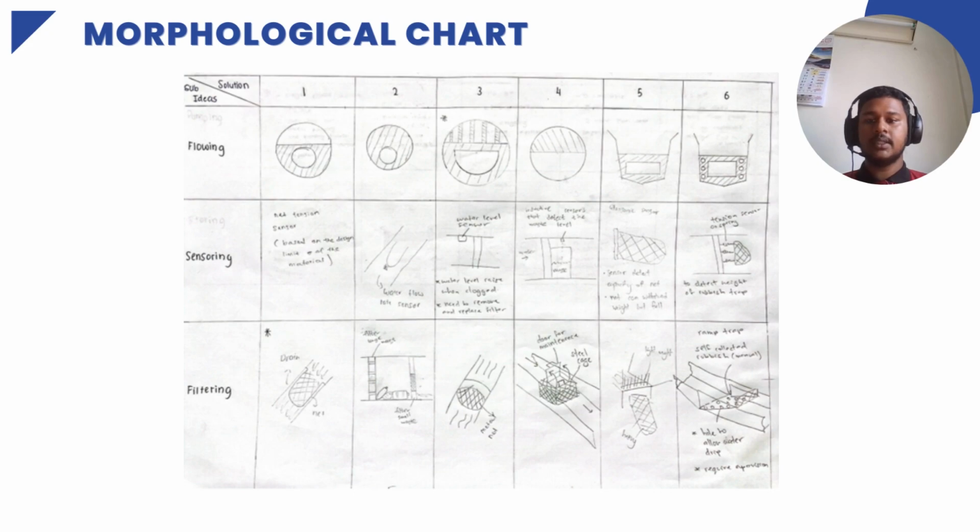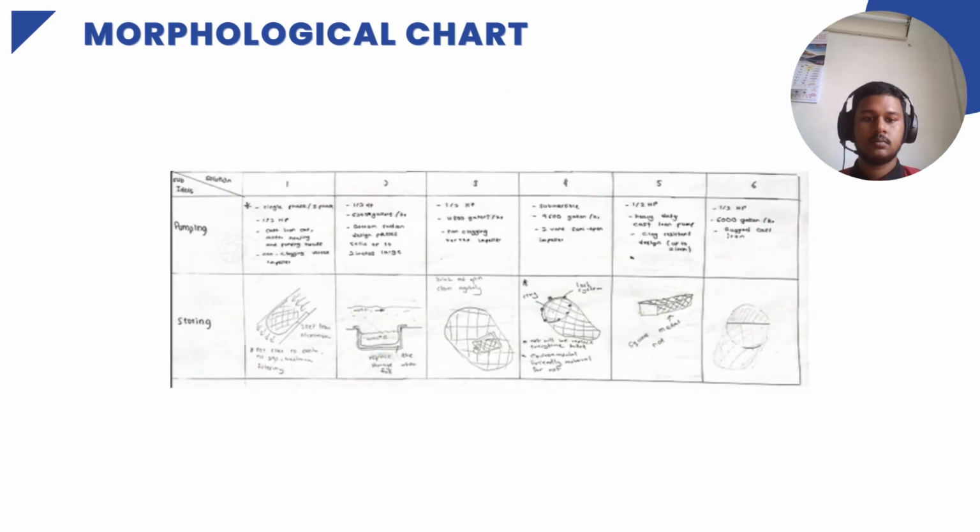For sub-idea sensor, there are a few sensors that have been considered, such as net tension sensor, flow rate sensor, and water level sensor. And for filtering, we have different types of filters considered in our morphological chart. For sub-idea pumping, 6 different specifications with different horsepower, pump flow rate, and others have been considered for our project. For sub-idea storing, a few net placements and materials were discussed.